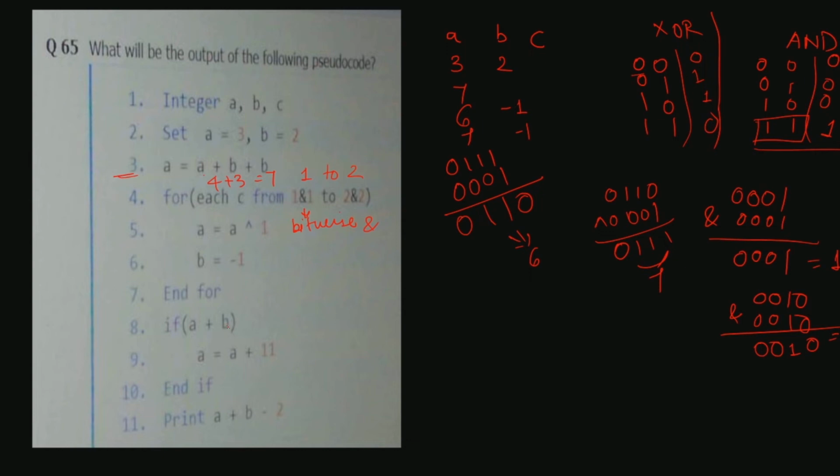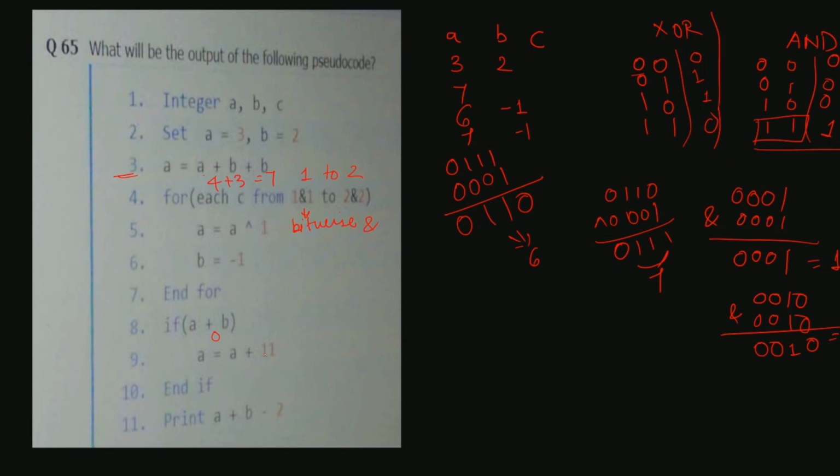Now for if A plus B, that is if 7 plus B, that is 6. See here it should not be 0 or less than that. If that is the case, then the if statement will not run. If the output of this is 1 or greater, then this if will run. So this is an important point to keep in mind.